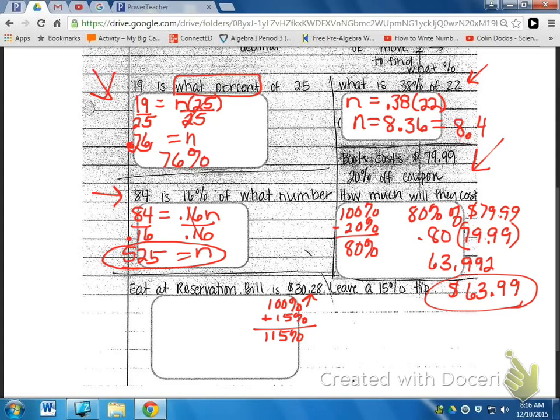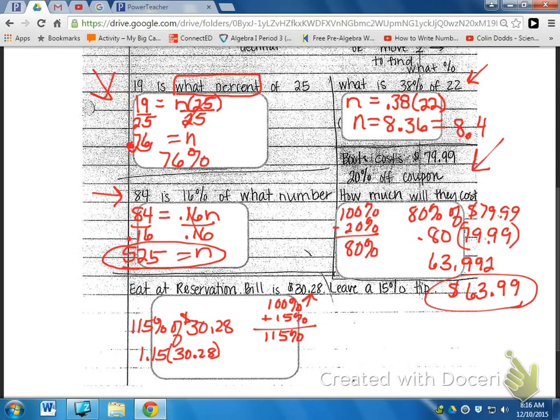So what I really want to know is, what is 115% of $30.28? So what would I write to get that accomplished? How would I write that math problem, Layla? Okay, let's talk about changing the decimal. So to change the percent to a decimal, how many places do we move the decimal? 2, so it should be, right, 1.15 times 30.28.